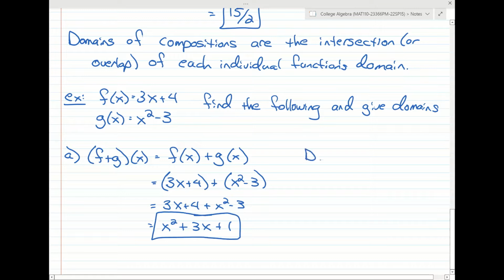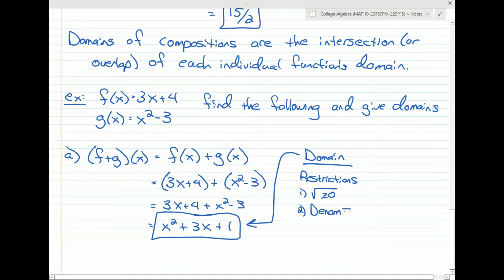As far as what the domain would be, look at what you're given. So the domain, if you remember, we had a couple restrictions. One thing that limits the domain, we'll call it restrictions. We talked about this a few weeks ago. One restriction was that the square root has to be greater than or equal to 0. And another restriction was that the denominator cannot equal 0.